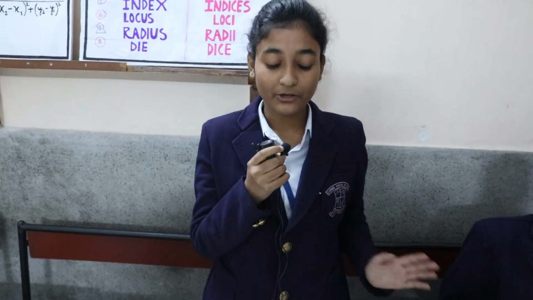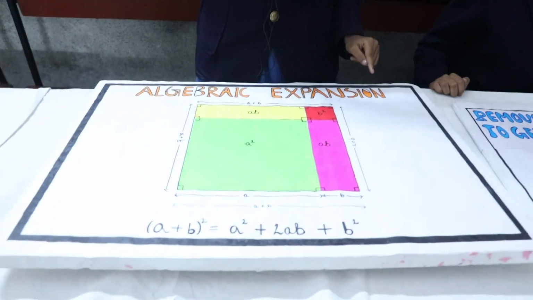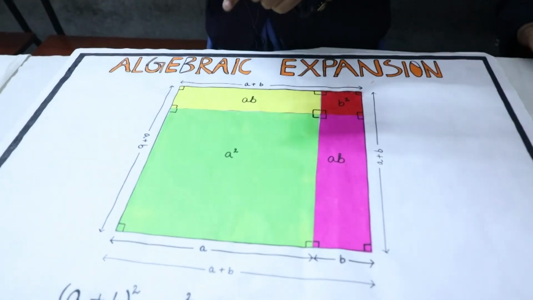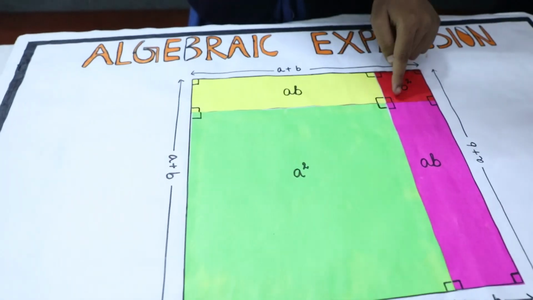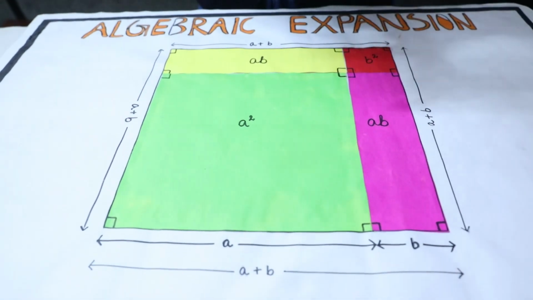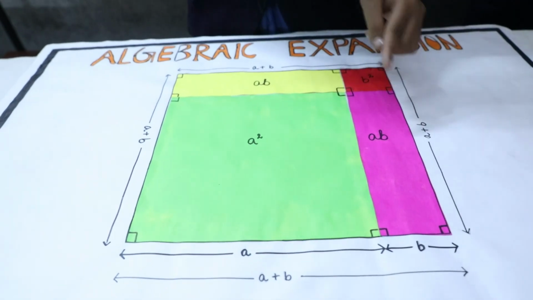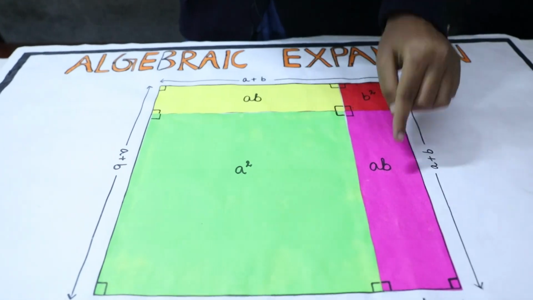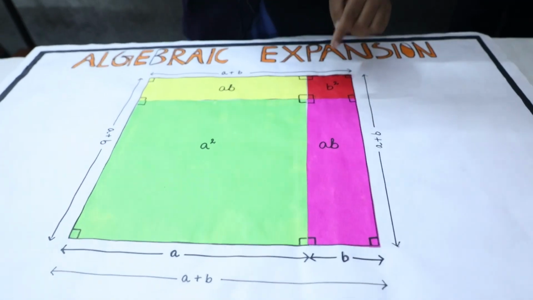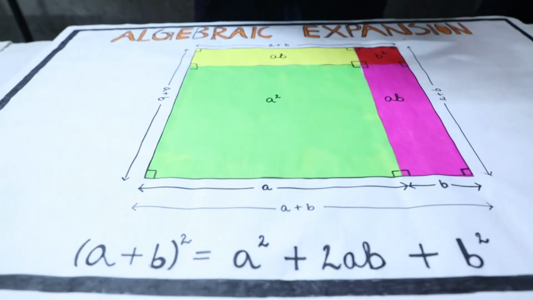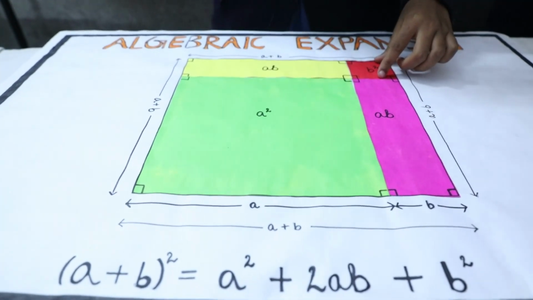Good morning. From this chart paper work, we are deriving algebraic expansion. Here you can see there is a big square and we have marked each angle as 90 degree. In this big square, there are two rectangles as AB and AB. If we sum up these two rectangles, AB plus AB, we get 2AB. We also have two squares in it. The medium size square as A square and the smaller size square as B square.